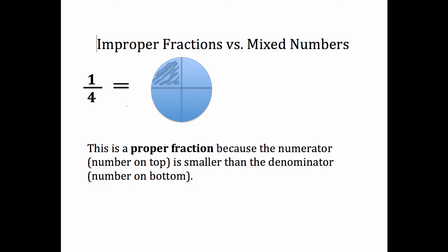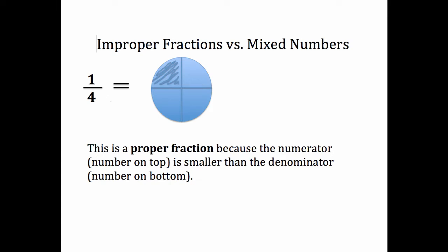But to understand what an improper fraction is, we have to know what a proper fraction is. So as you recall, on a fraction we have a numerator on the top and a denominator on the bottom. A proper fraction is when the numerator is smaller than the denominator.